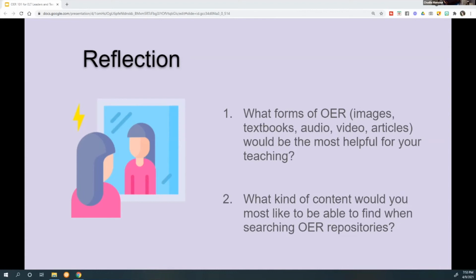We're here for one another. We're here for the field, for the teachers, for the students. That's what OER is. It's for a good cause.